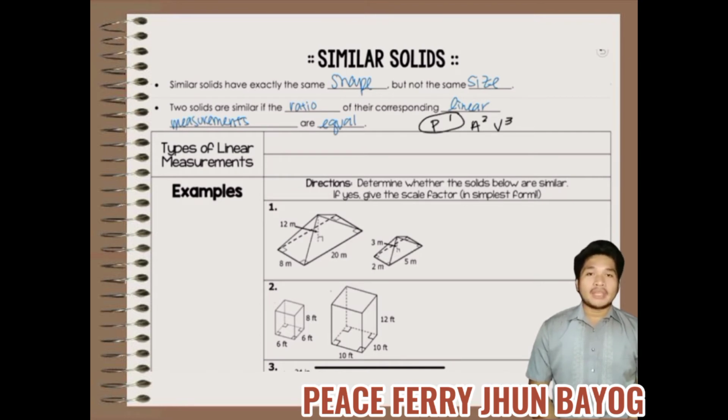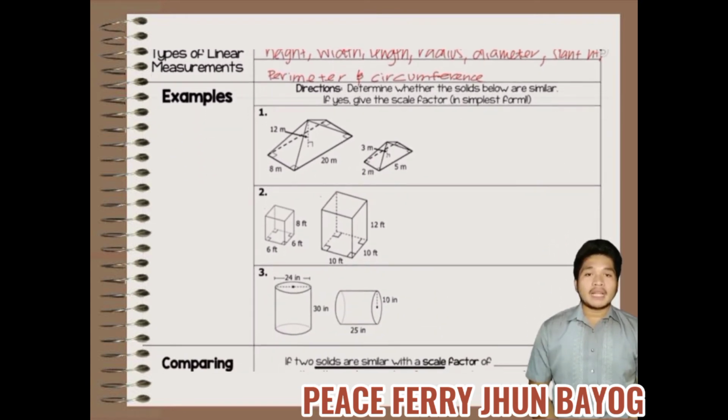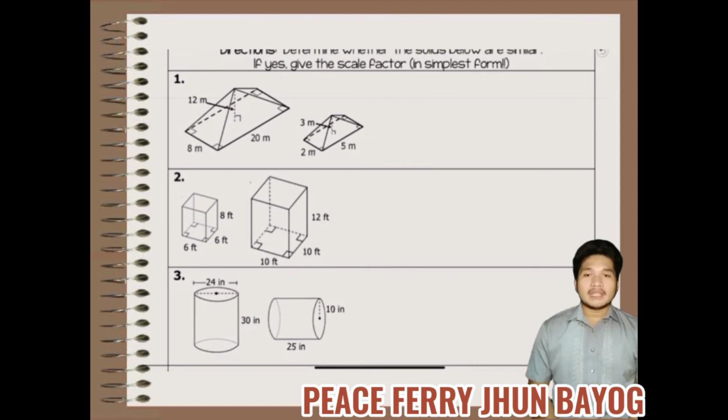So remember, when we say P, A, V, or 1, 2, 3, these would be things like height, width, length, any radii or radius, diameter, slant height, perimeter, and even circumference. Those are all considered linear measurements. In order for us to determine if solids are similar, we're going to set up an extended ratio, kind of like what we did for similarity checks.